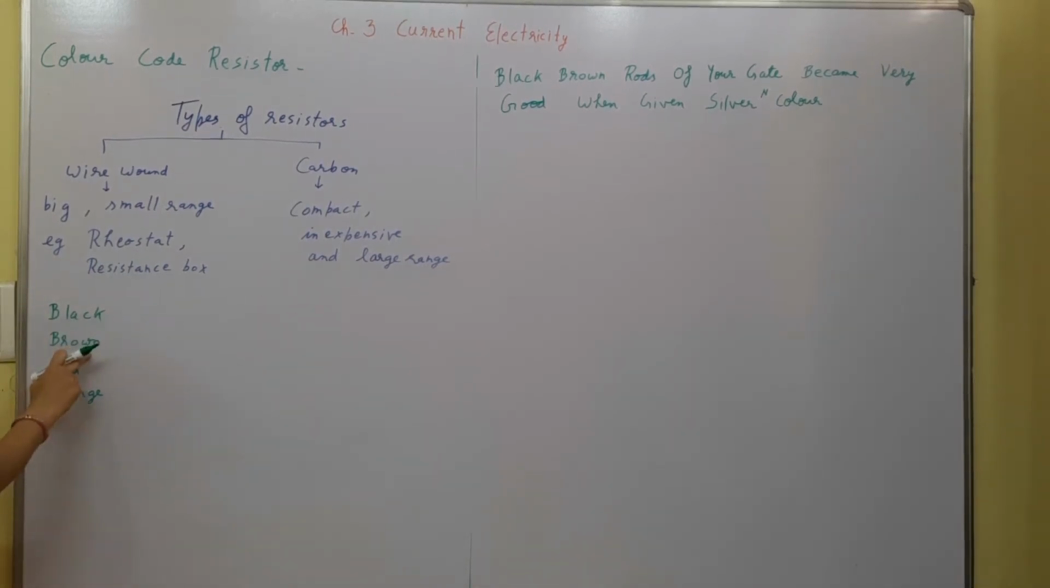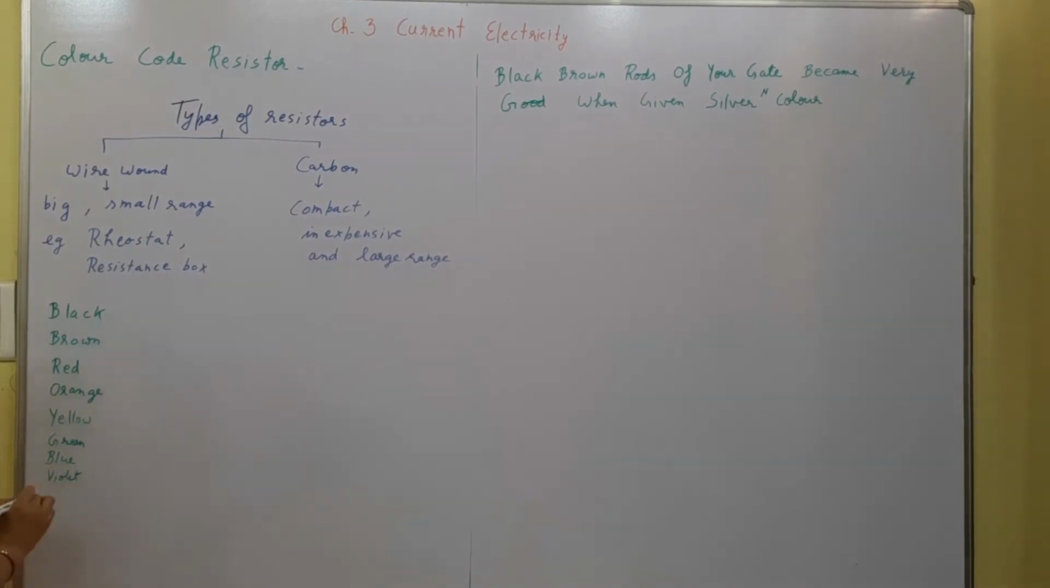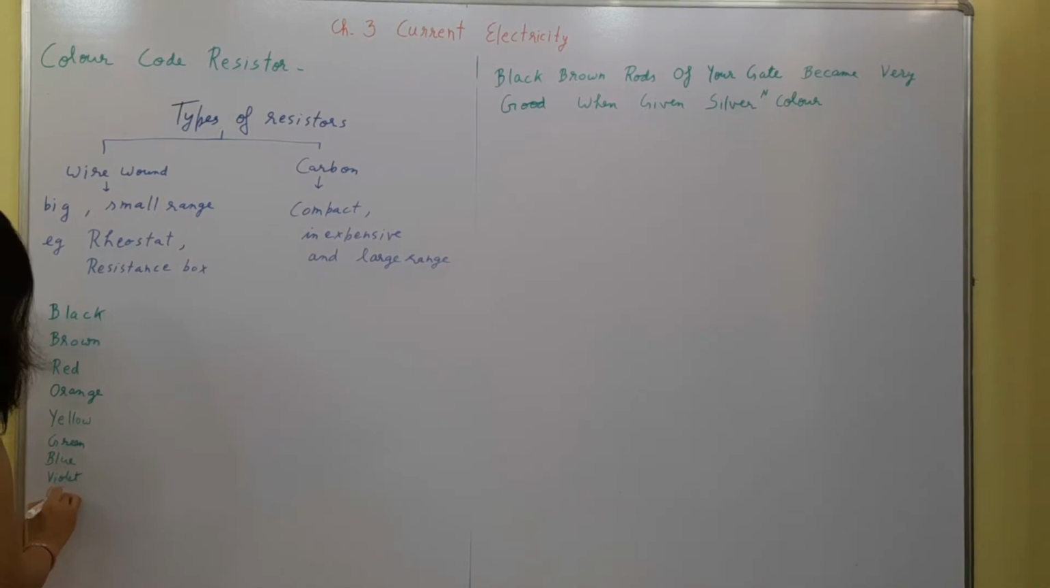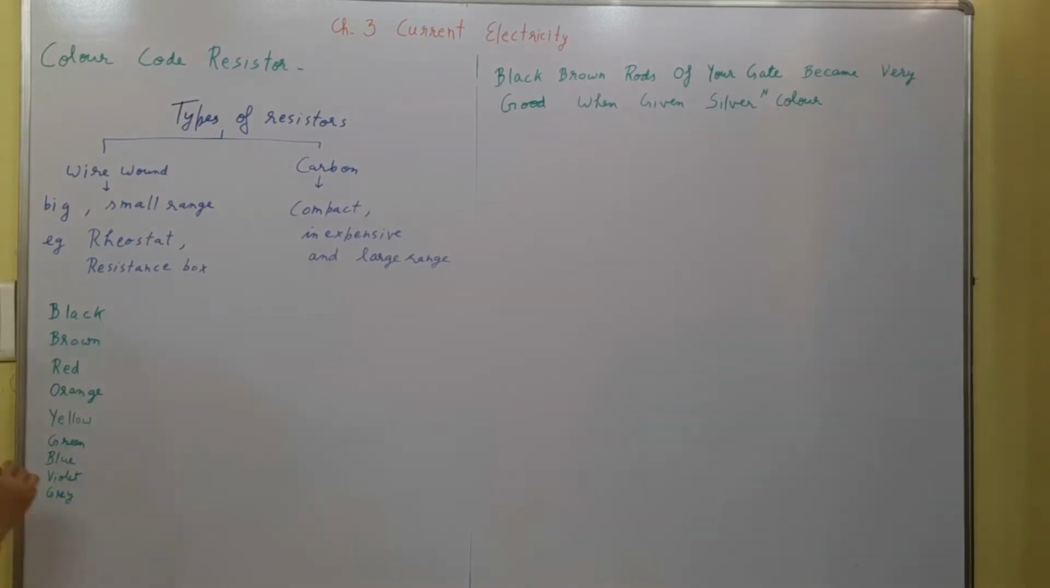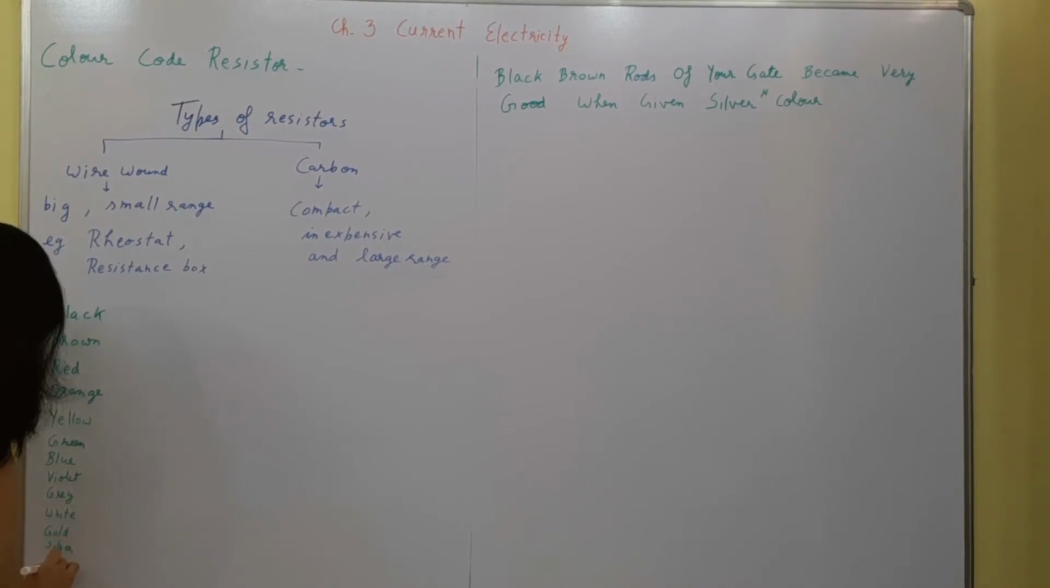So black, brown, red, orange, yellow, blue, violet, grey, white, gold, silver, no color.